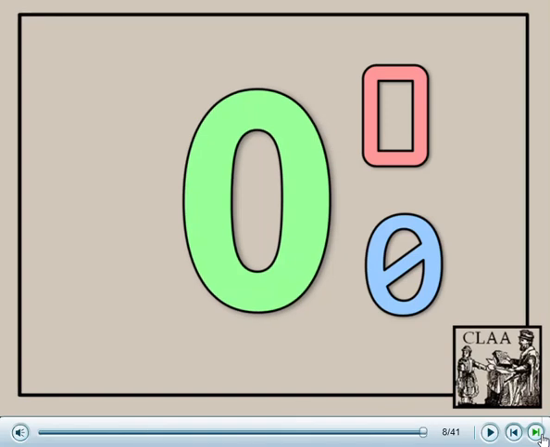And just like every other number we've learned, 0 can be written in different ways. Look at the red 0. It's square like a book. And the blue 0 has a line through it. They look different, but we can still see that they're zeros.